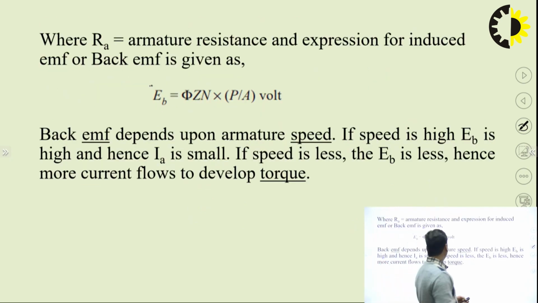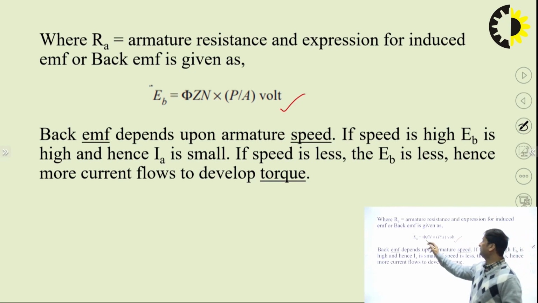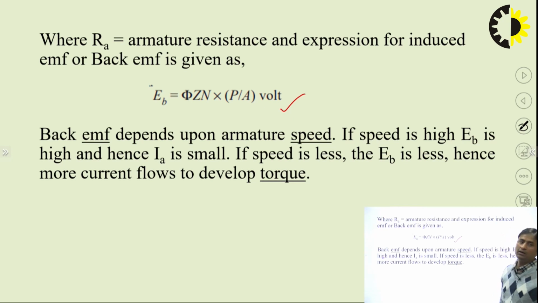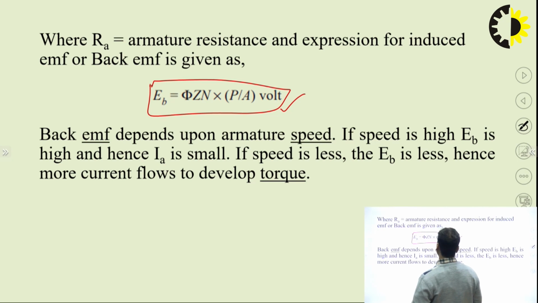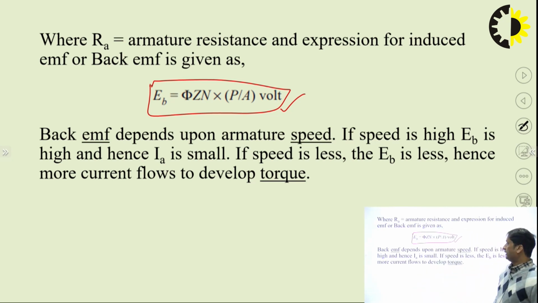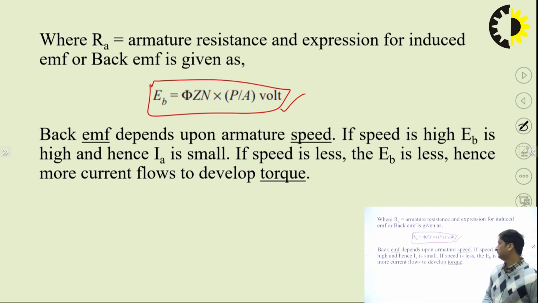So all these things we have done: EB is phi Zn into P upon A volts, where RA is the armature resistance, a very small value, and this expression is for the induced EMF, which we call the back EMF. It also depends upon the speed. So when the speed is high, the back EMF has a high value, and hence the current will be small. If the speed is less, the back EMF will be less, and accordingly the current will be high.